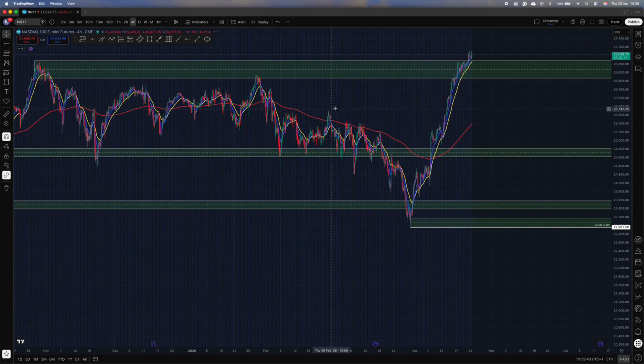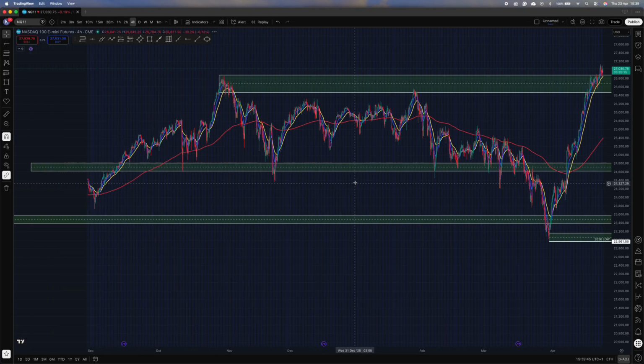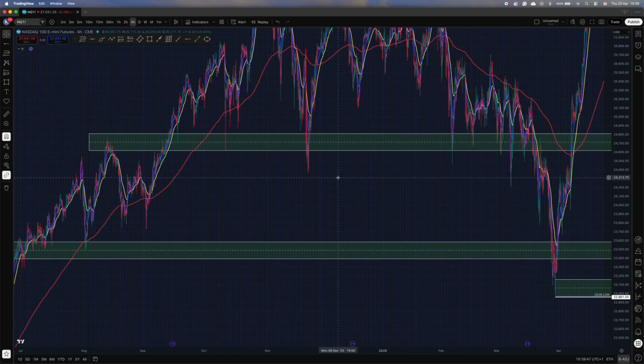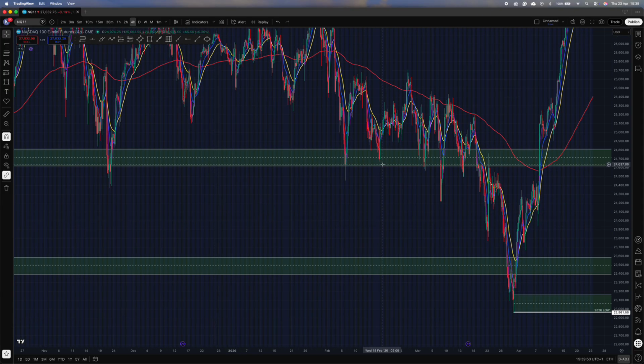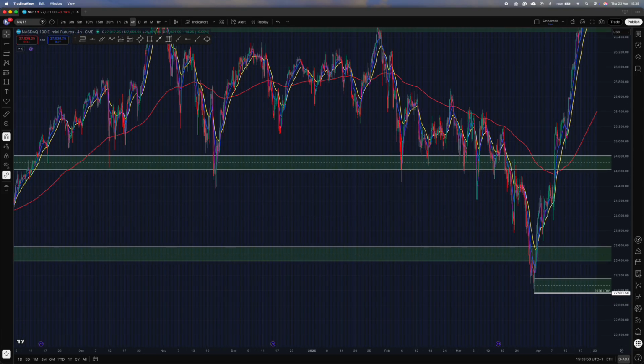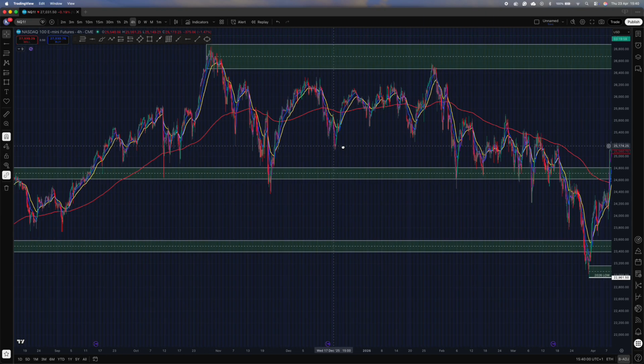And so this is the 4 hour. We can refine this some more, so you'd have to zoom in a little bit. I would actually keep this here like this because I like how this price action has been respecting this area on the 4 hour, and we will just keep it just like that.